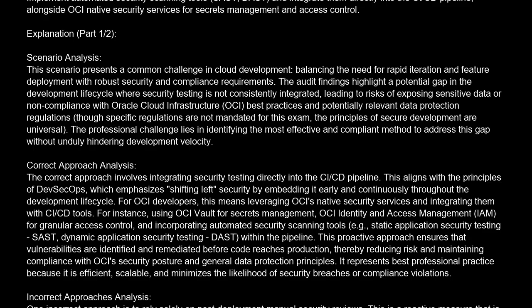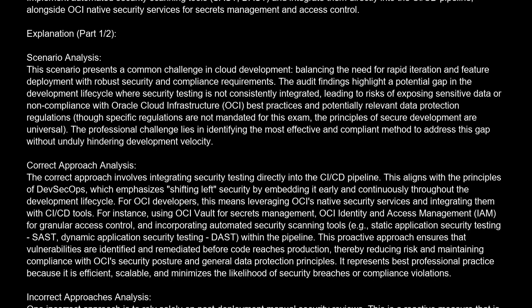Correct approach analysis. The correct approach involves integrating security testing directly into the CI/CD pipeline. This aligns with the principles of DevSecOps, which emphasizes shifting security left by embedding it early and continuously throughout the development lifecycle. For OCI developers, this means leveraging OCI's native security services and integrating them with CI/CD tools. For instance, using OCI Vault for secrets management, OCI Identity and Access Management (IAM) for granular access control, and incorporating automated security scanning tools, e.g., Static Application Security Testing (SAST) and Dynamic Application Security Testing (DAST), within the pipeline.